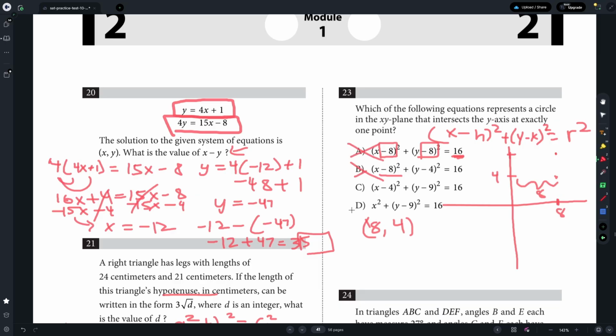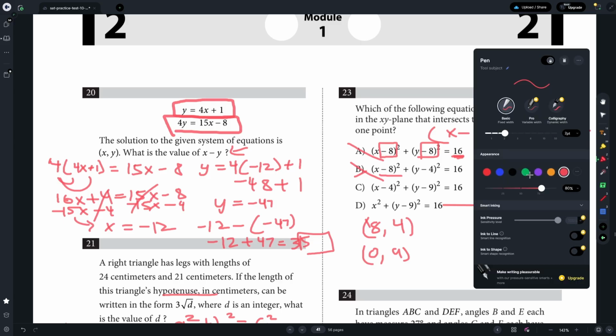Let's take a look at D. The center here is actually 0 comma 9. 0 because it's just x squared. It's not x minus something, right? So the center is 0 comma negative 9. So it would be 0 comma negative 9 right here. Negative 9, sorry, not negative 9. It's 9. The circle would kind of look like, let me draw it in a different color.